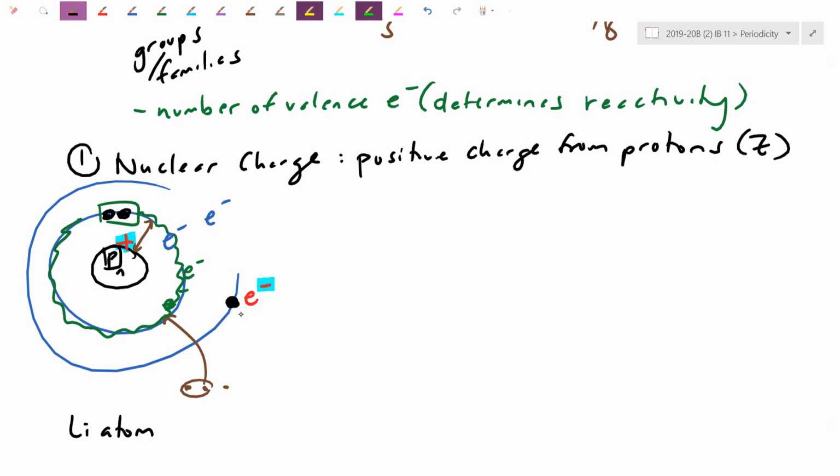In the same way, electrons on this shell here are actually blocked out. They're shielded by any inner shells. So let's just write this down in words here. Electrons on the outermost shell, okay?